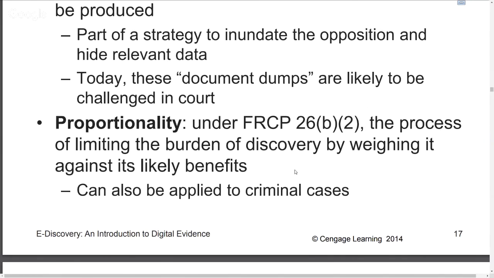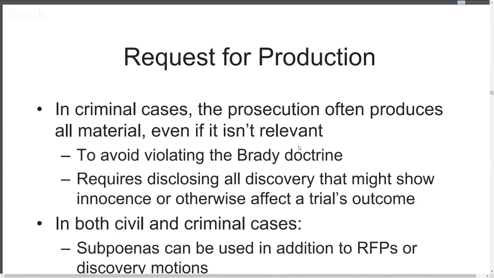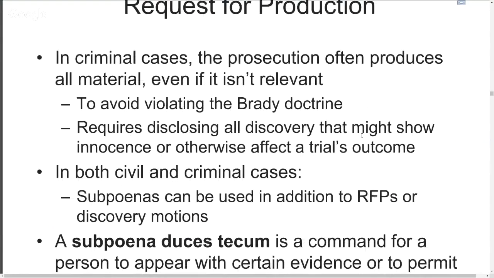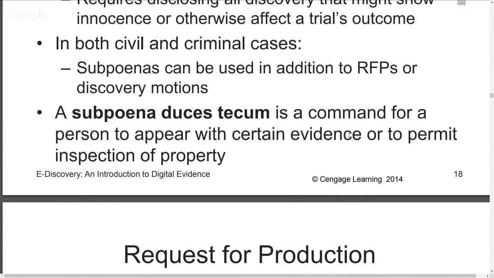Proportionality under FRCP 26(b)(2), the process of limiting the burden of discovery by weighing it against its likely benefits, can also be applied to criminal cases. In criminal cases, the prosecution often produces all material, even if it isn't relevant. They do this to avoid violating the Brady Doctrine, which requires disclosing all documents that might show innocence or otherwise affect the trial's outcome. In both civil and criminal cases, subpoenas are used to produce additional RFP or discovery motions. The subpoena duces tecum is a command for a person to appear with certain evidence or to permit inspection of property. A subpoena, in short.